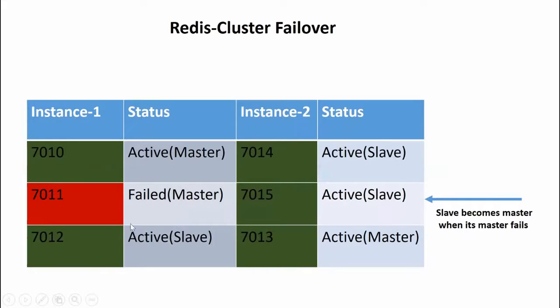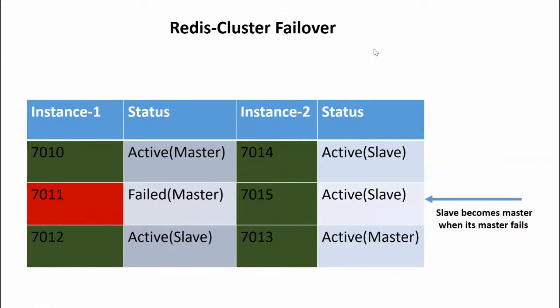If the master fails for some reason, or the slave is no longer in contact with the master, the slave becomes the master. As it's a replica of the master, it will have all the keys and will be able to get the cache data even after the master has failed. So let's have a look at the demo now.